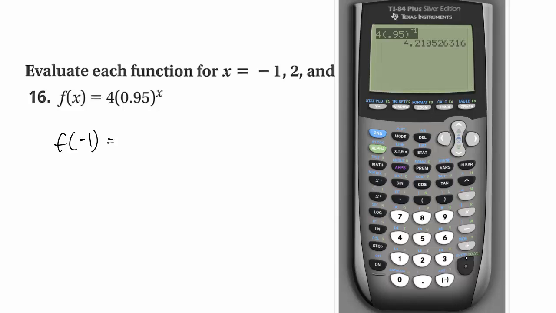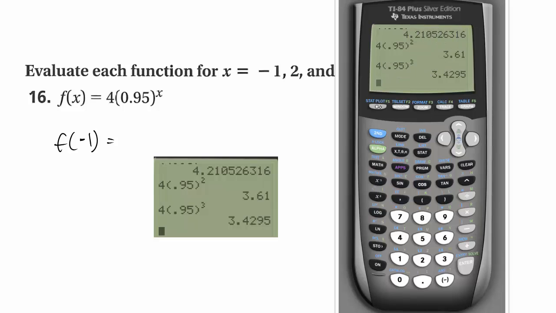Instead of retyping that, I want to evaluate that when x is equal to 2. So I'm just going to walk up here, change that -1 to a 2, and delete the stuff I don't need. And so we got that right there, 3.61. Walk up here, go over to that 2 exponent, change it to a 3. Notice how these are your answers, right? And that's if I use my home screen to do that. The home screen is just that default screen.